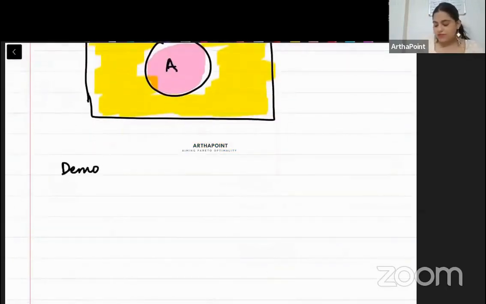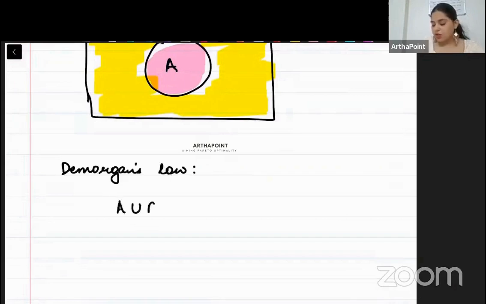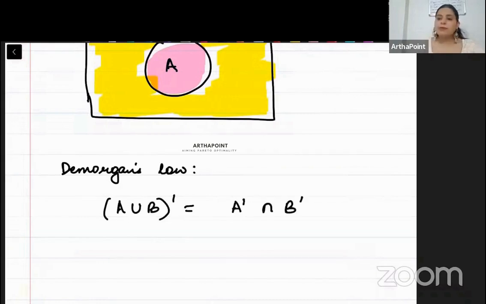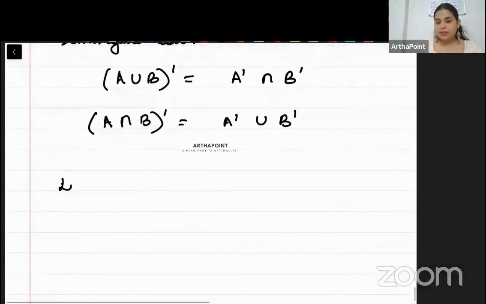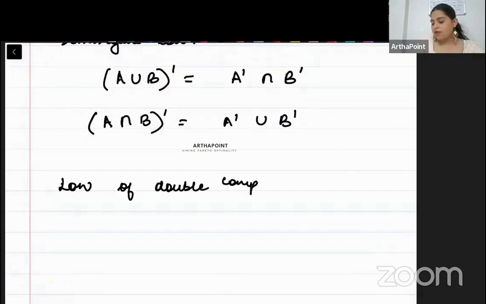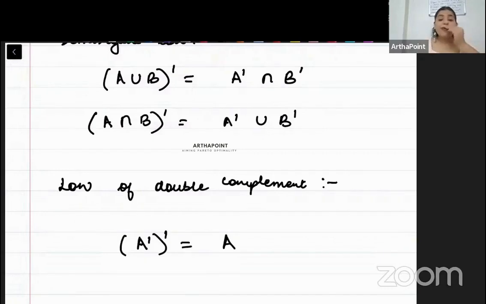De Morgan's law. I've just explained you this. I'm just writing this. A union B complement is A complement intersection B complement, and A intersection B complement is A complement union B complement. I've proved these. Next beta, ये भी हमने prove कर दिया है, law of double complement. I've already proved this. What does this say beta? A complement complement is A. When you go ahead and find complement of A complement, that is A itself.